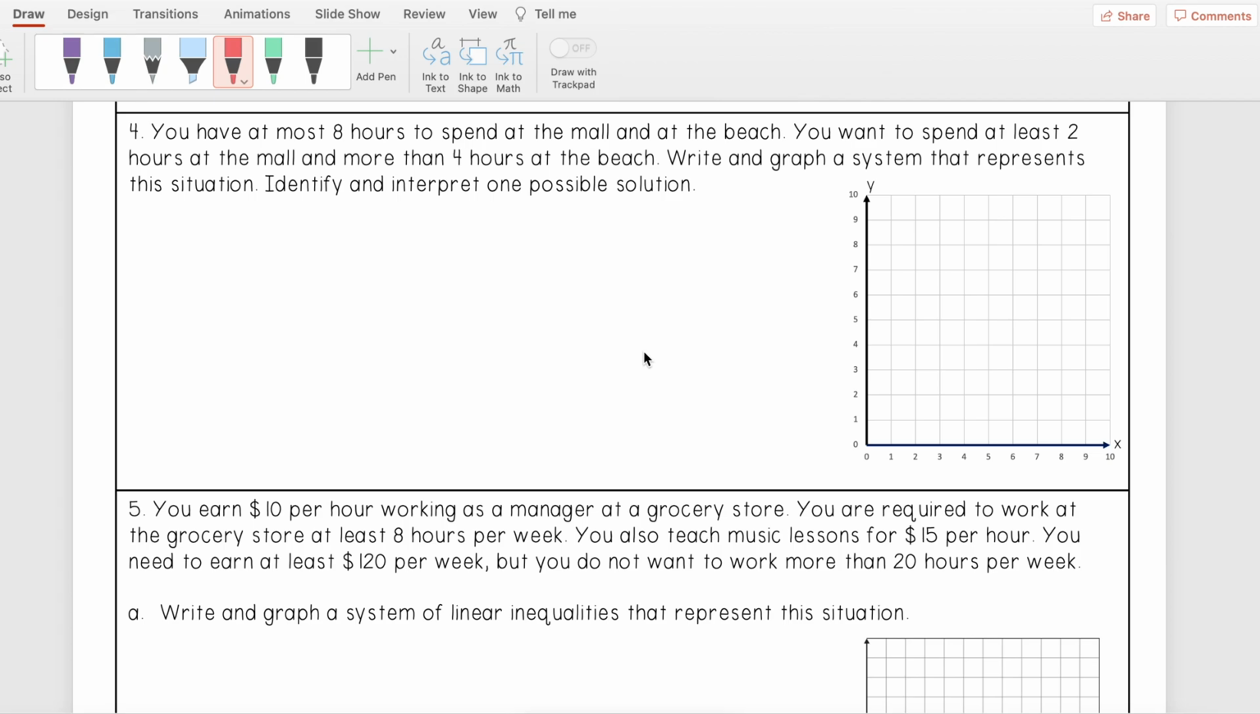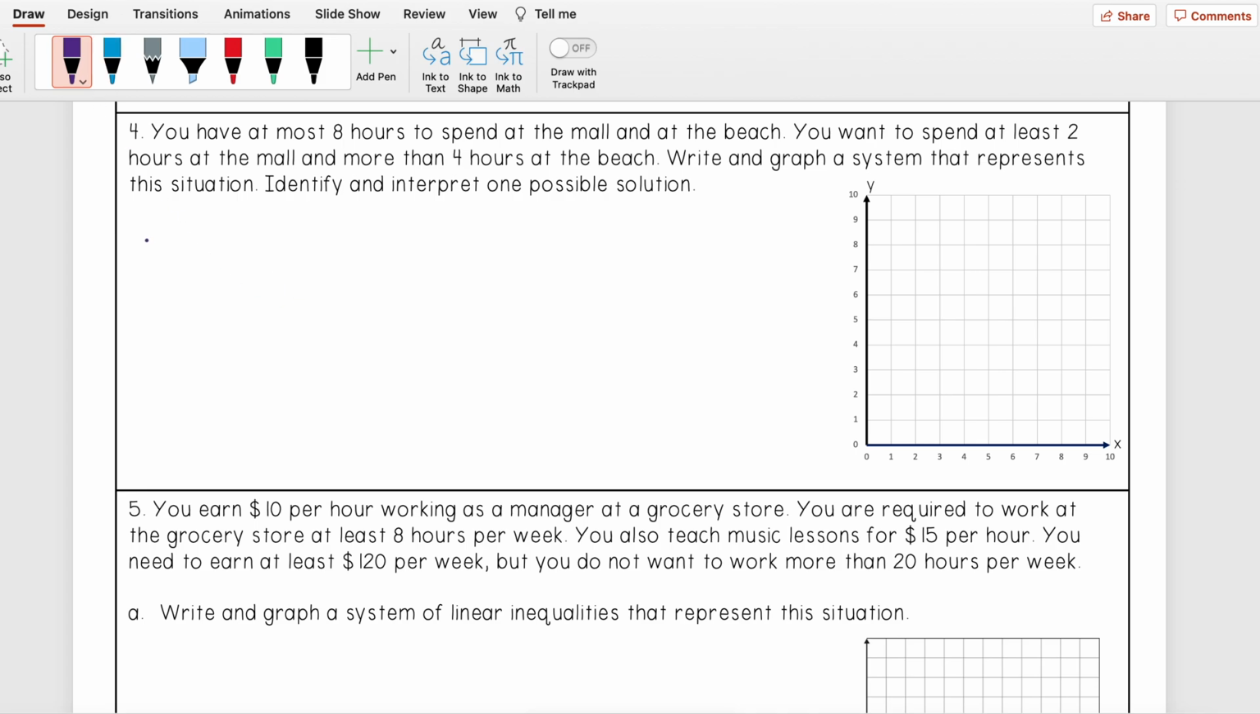For these two examples, we're going to be looking at systems of inequalities, so some application for systems. For number 4, it says you have at most 8 hours to spend at the mall and at the beach. You want to spend at least 2 hours at the mall and more than 4 hours at the beach. Write and graph a system that represents the situation, and then identify and interpret one possible solution.